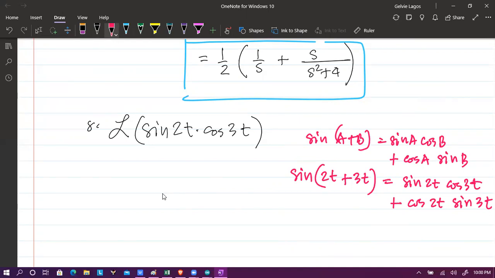Now let's have another one. Let's try sine of 2t minus 3t.